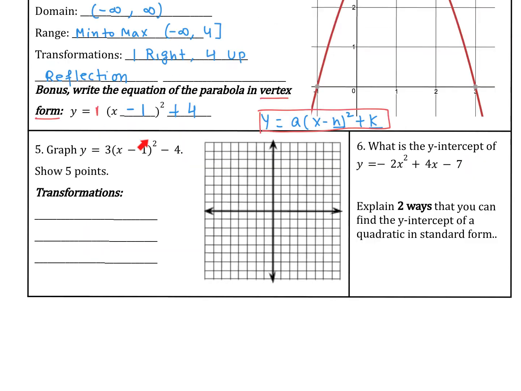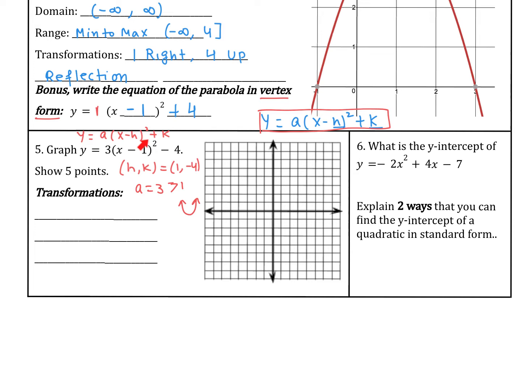So for number 5, if I want to compare this with the vertex form, that is y equals a times (x minus h) squared plus k, your h, k is going to be 1 comma negative 4. Remember, h is always opposite. If it's minus 1, you're going to list the x as plus 1. The a in the front is 3, which is greater than 1 and greater than 0, so it gives you a parabola that opens up.